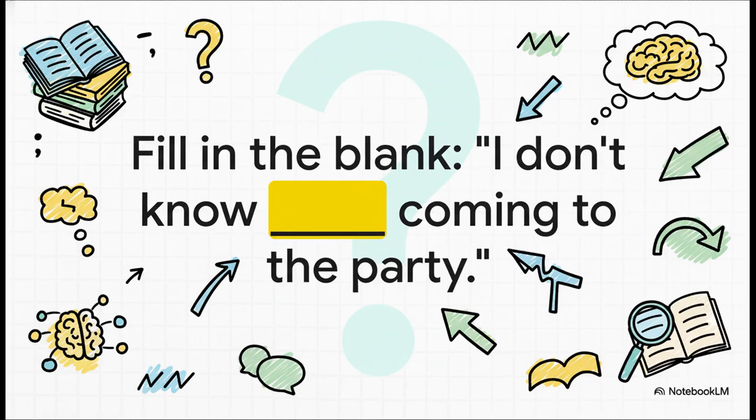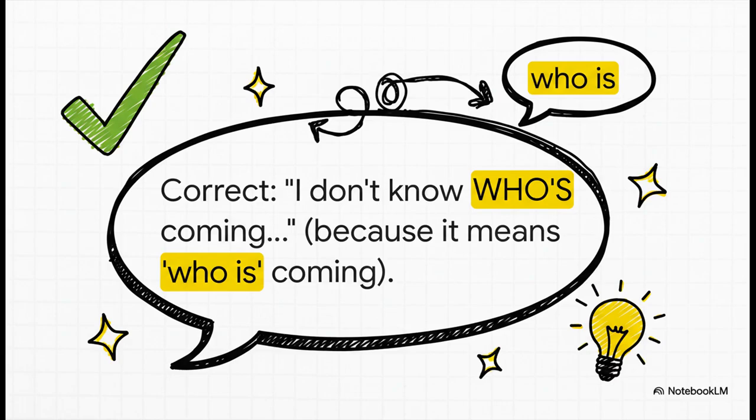Okay, pop quiz. Which one fits in here? Just ask yourself a quick question. Am I talking about something belonging to someone, or am I trying to say who is? And yeah, of course it's who's, because what you're really saying is, I don't know who is coming to the party. The contraction is the only one that makes any sense here.